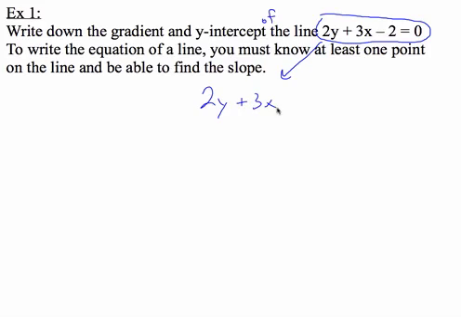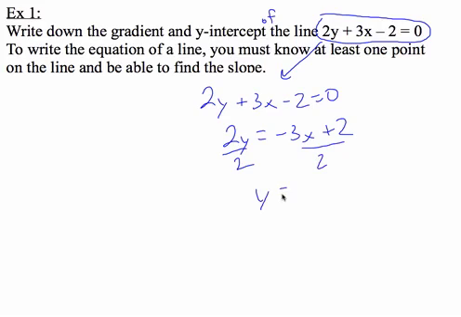So 2y plus 3x minus 2 equals 0. And we're going to solve for y, so let's bring everything else to the other side of the equation. And their signs change. And then here we have to divide by 2. So we get y equals negative 3 over 2 x plus 1 when we divide. And it says write down the gradient and the y-intercept. So the gradient is negative 3 over 2. The y-intercept, b, or maybe even c depending on what you use. The y-intercept is 1.